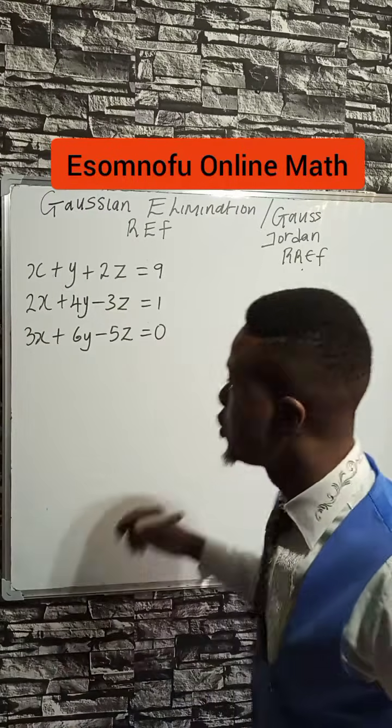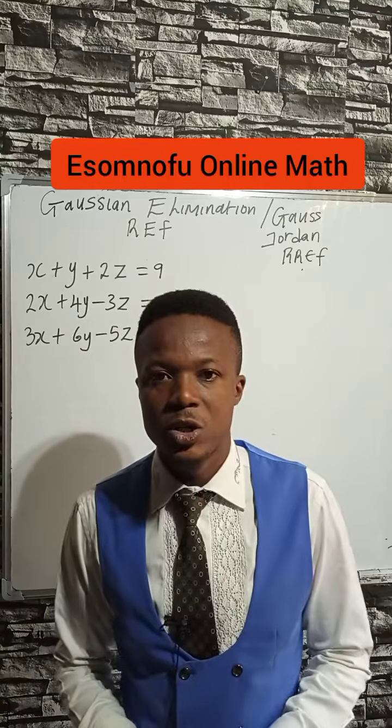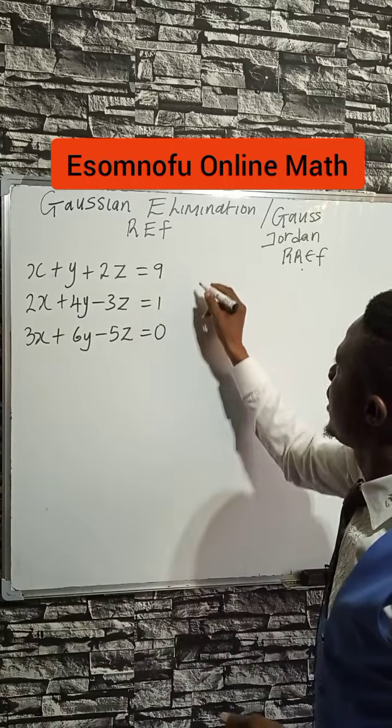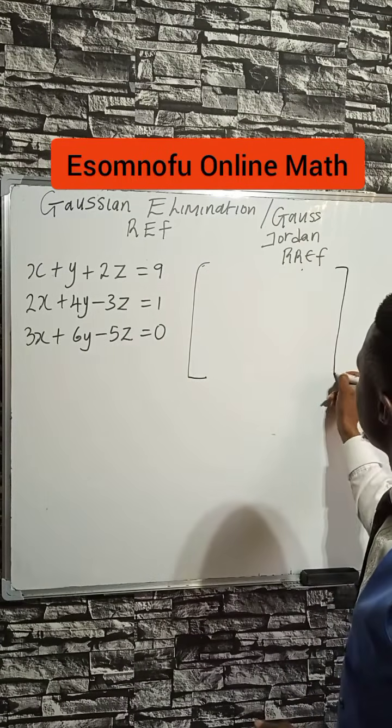In this video, I'm going to provide a solution to this simultaneous equation using the Gaussian elimination method. To do that, you have to transform this into a matrix first. You transform it into a matrix.